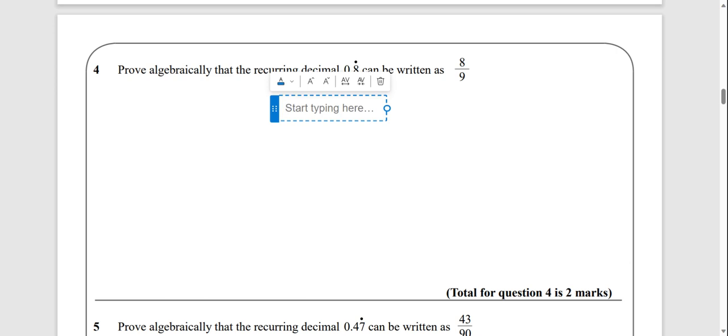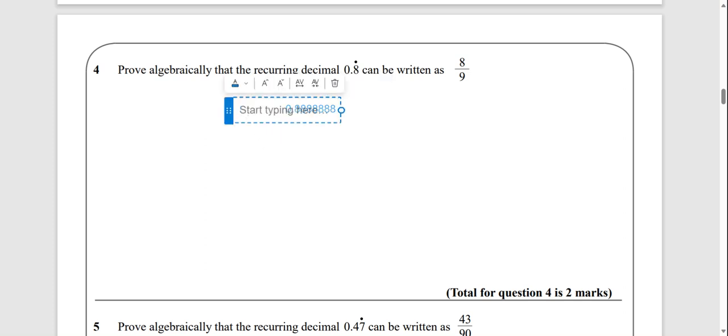First thing I need to do is visualize what 0.8 recurring looks like. So I'm just going to write it out quite clearly for me to see here. I'm going to let x be equal to 0.88888 and so on. So it's 0.8 recurring. And what I want to do here is clear the rest of these eights. I want to clear this recurring part so that I can divide it. Because if I don't clear this, and you'll see what I mean later on, then I'm going to have a real issue.